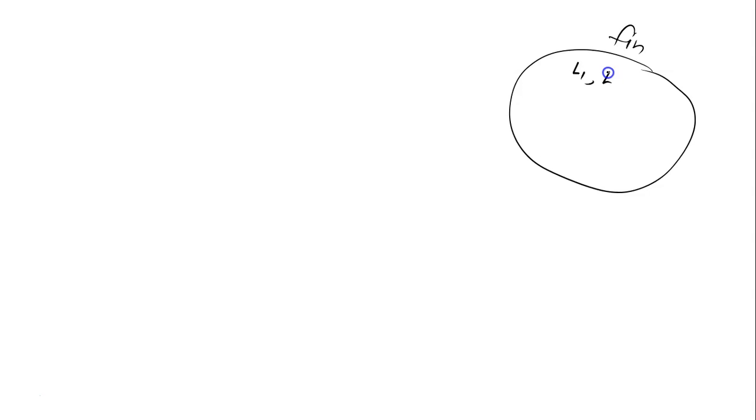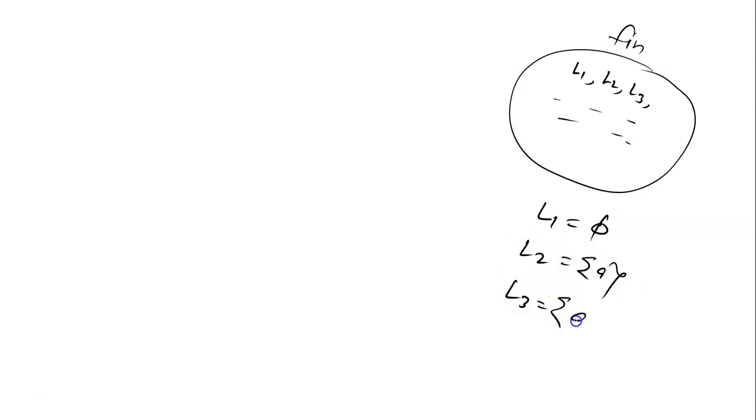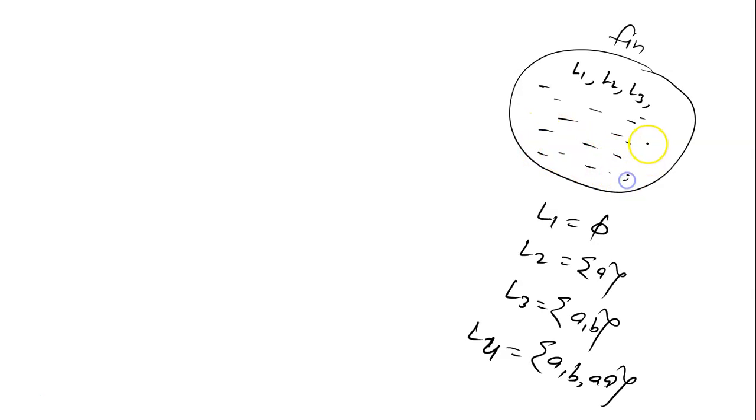Now let's see the closure properties of finite languages. When we say finite languages, what do we mean? We mean that all the finite languages are here: L1, L2, L3. For example, this L1 can be the empty language, this L2 can be this, this L3 can be A comma B, this L4 can be A comma B comma A and so on. So all the finite languages are here. Every element in this set is a finite language. Remember, every element is a finite language.